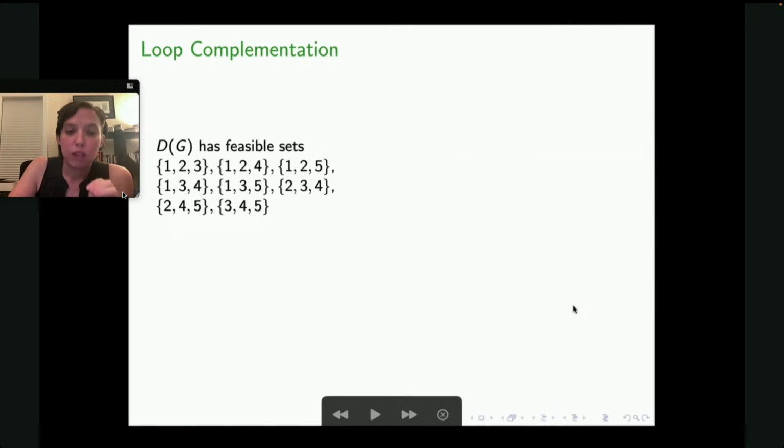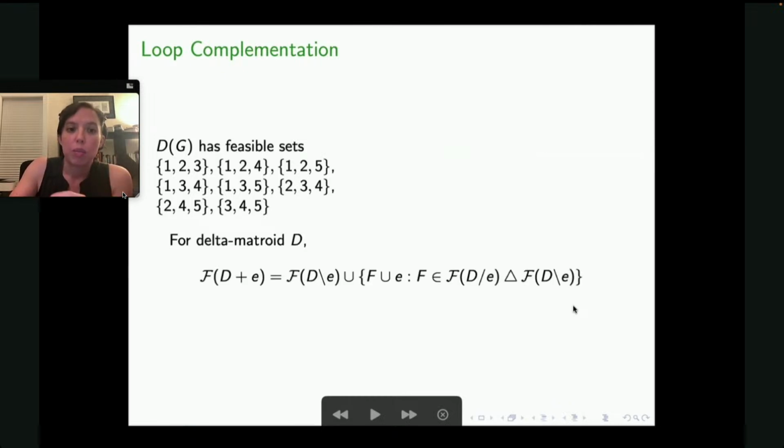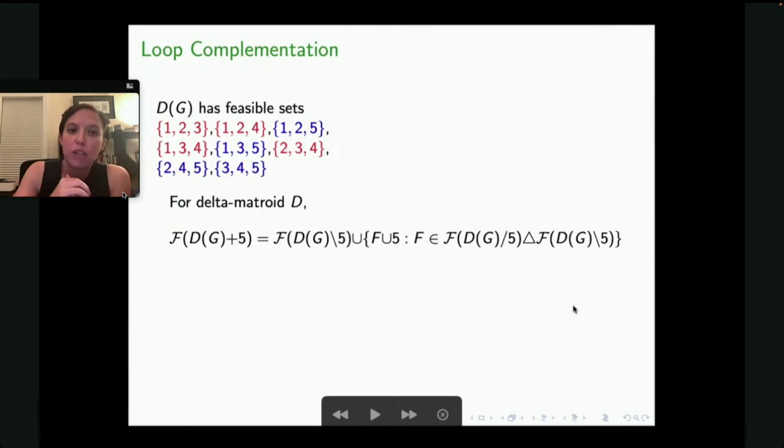Beginning with a set of feasible sets in a delta matroid, loop complementation is done with this plus operation, and it changes the feasible sets. I'll show with an example. If I begin with the feasible sets that I had for that graph that was on the left, what I've done is I've separated out the feasible sets in red that avoid 5 and the ones in blue have 5. And what I do when I take the loop complementation with respect to 5 is the new set of feasible sets will include every feasible set that avoided 5. So that's the feasible sets in the delta matroid, delete that edge 5. So every red set is going to be in my new set of feasible sets.